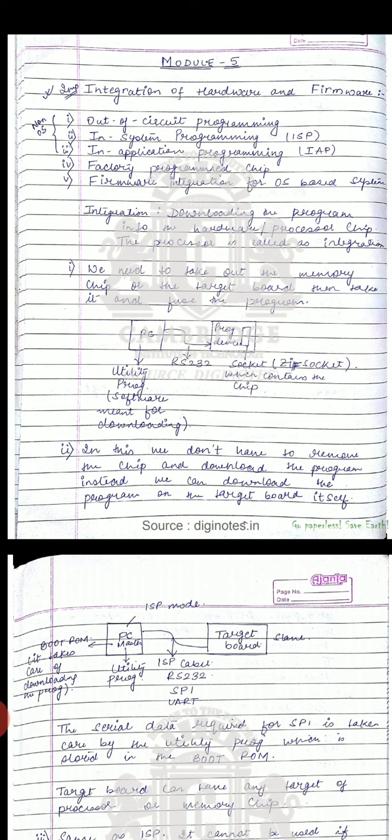So we have the diagram here. The PC, that is the personal computer, contains a utility program, that is software meant for the downloading. We have used an interfacing cable here, that is an RS-232 cable, for integrating the program into the memory. We have taken the memory and inserted it in a socket, and downloaded the program from the PC into the memory. Later we have to insert this memory into the embedded system.